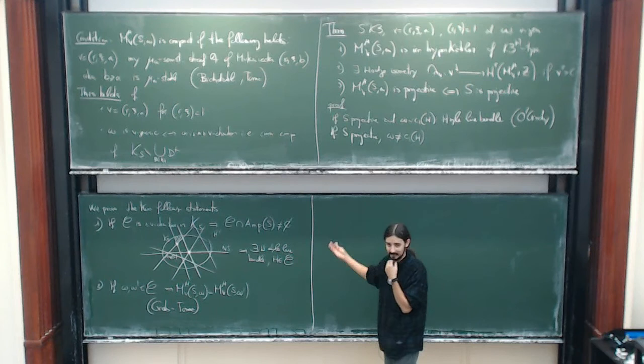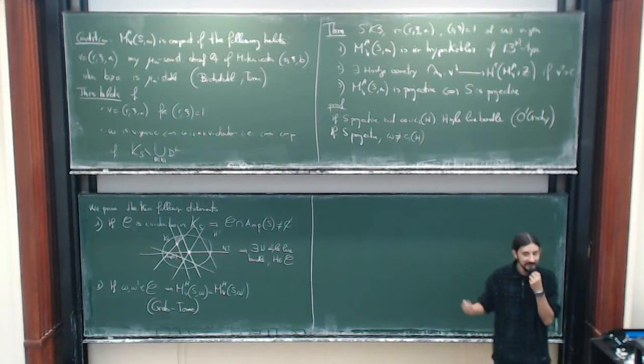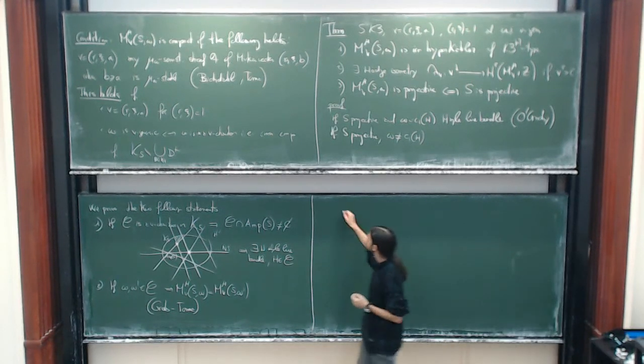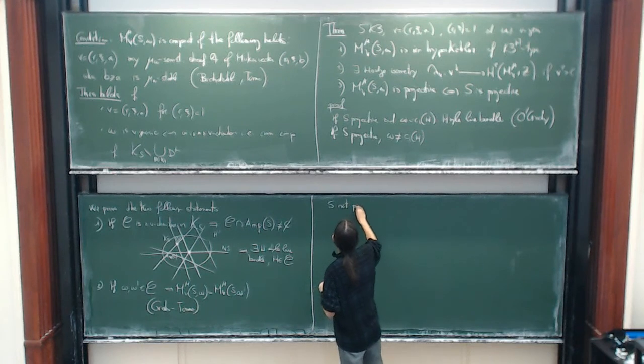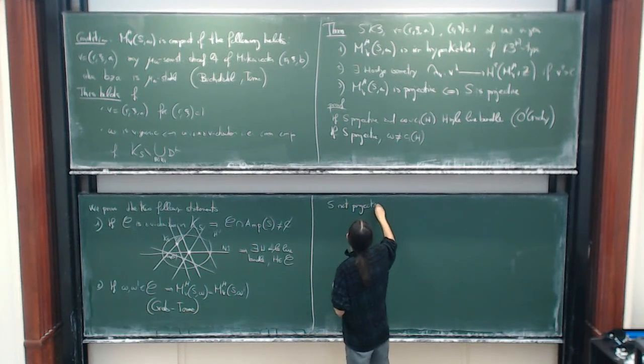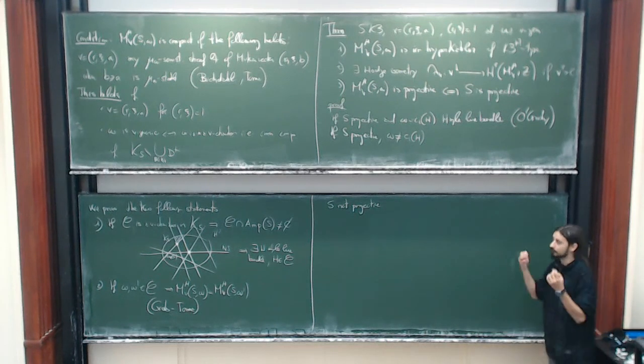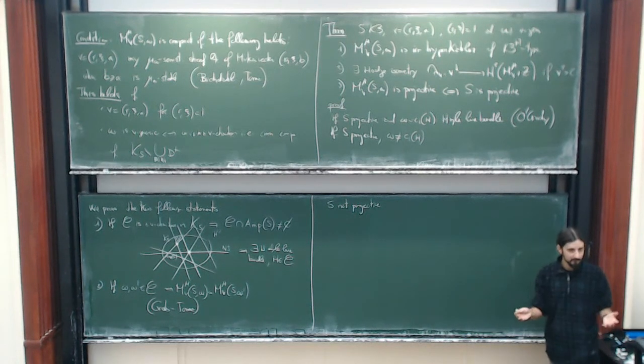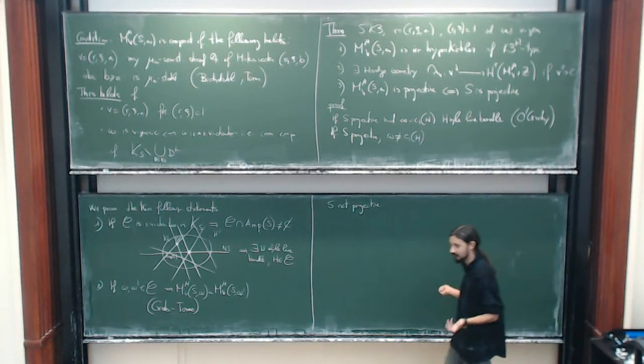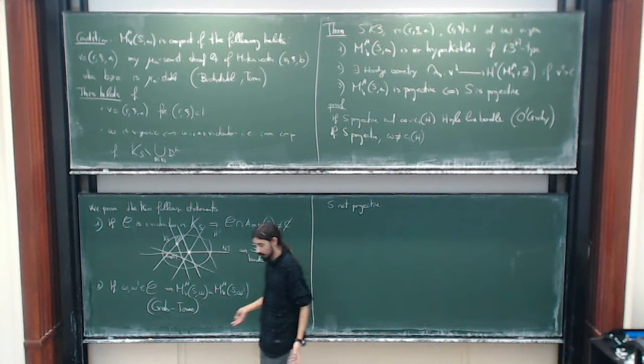So now we can move to the case where S is not projective. And here, the only thing you can imagine to do is that you want to deform to something which is already known, namely something whose base surface is projective. That's the only thing you can imagine to do. And indeed, it should work.